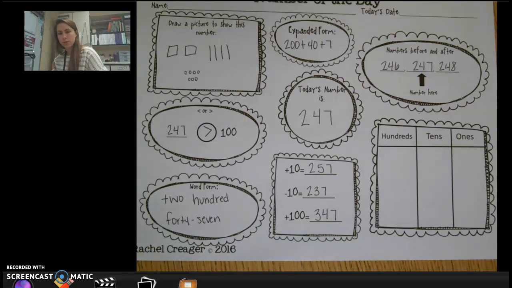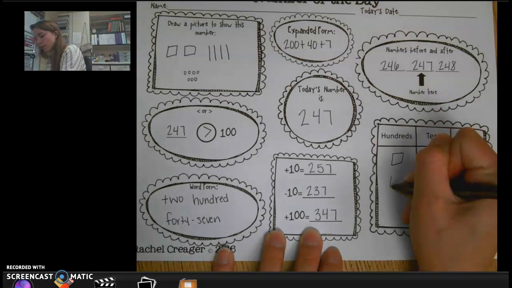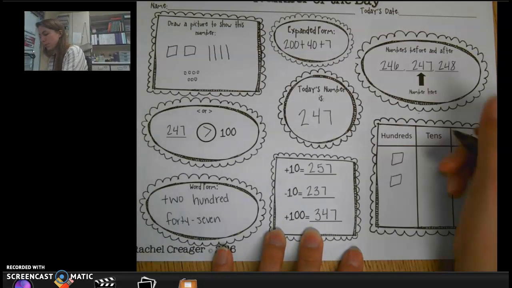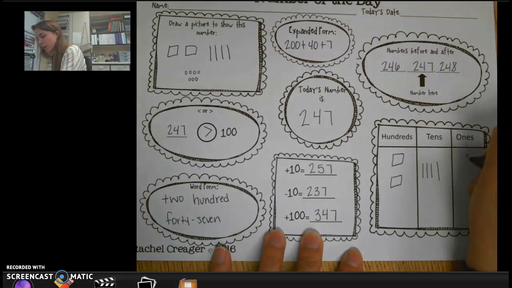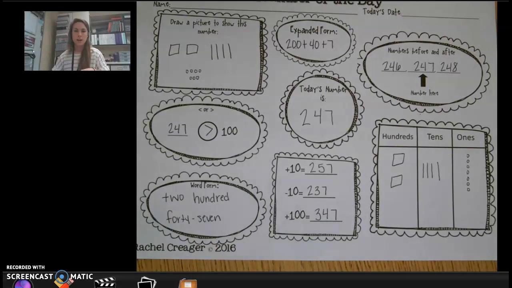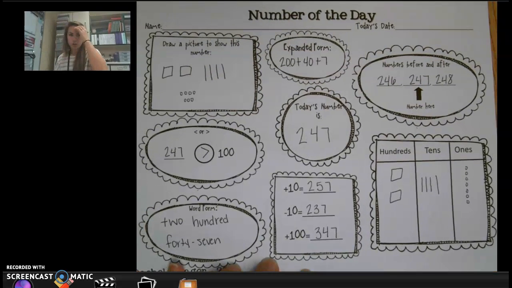My last job is to kind of draw another picture, but this time separate it into hundreds, tens, and ones columns. Okay, so just like my picture, except this time I'm going to put my 200s in the hundreds column. I'm going to put my 4 tens in my tens column. And I'm going to put my 7 ones, 1, 2, 3, 4, 5, 6, 7 in my ones column. Okay, so this is what your paper should look like at the end.